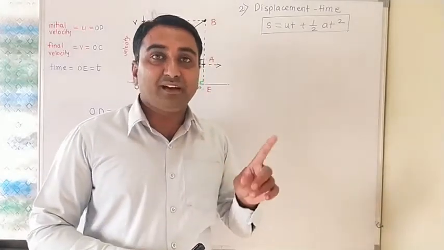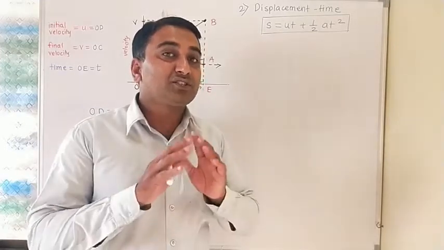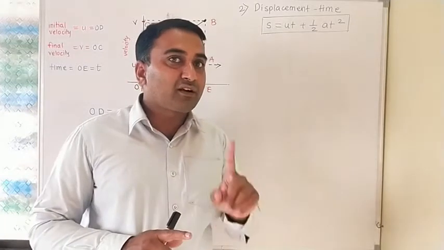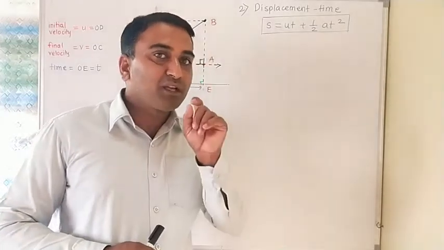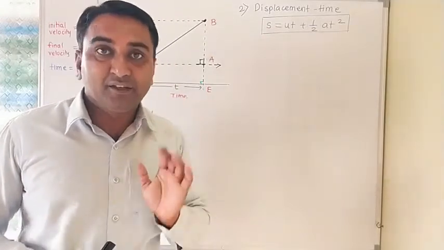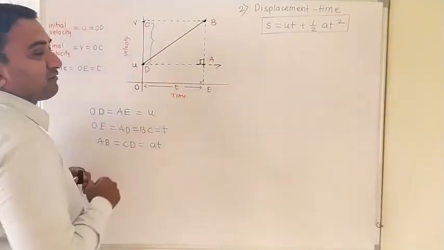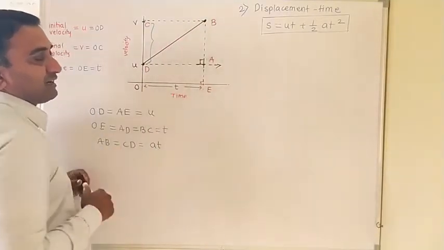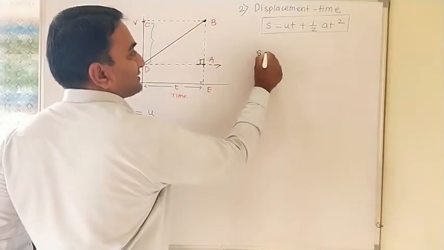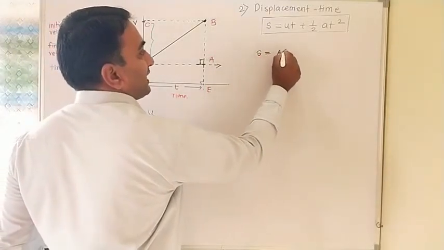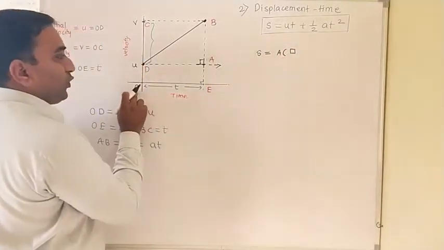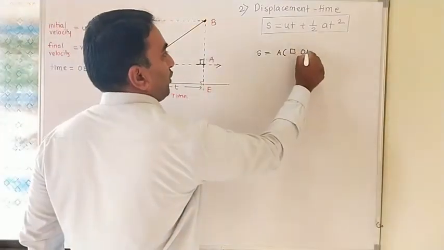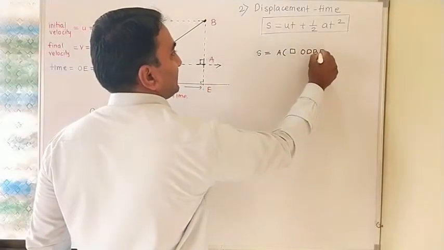Within the last session we discussed displacement, that is distance travelled by the train. What kind of quadrilateral was forming there? That quadrilateral's area is equal to the displacement of that train. So here also one quadrilateral is forming. Which one? See here, O, D, B, E. This is the quadrilateral. So here displacement S is nothing but the area of quadrilateral O, D, B and E.